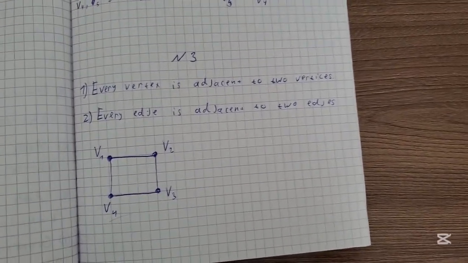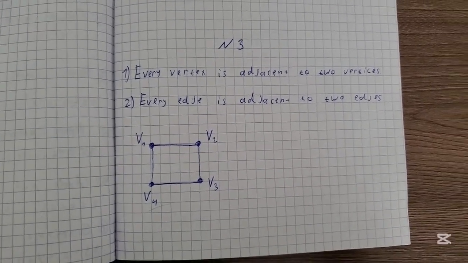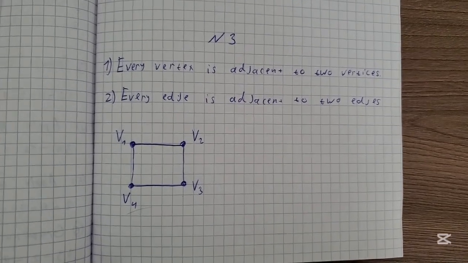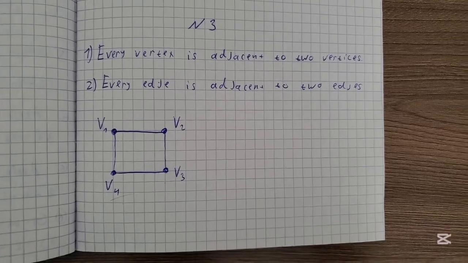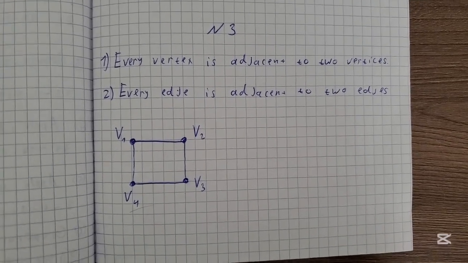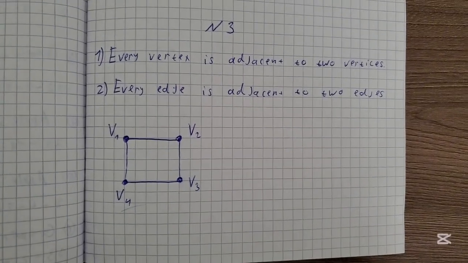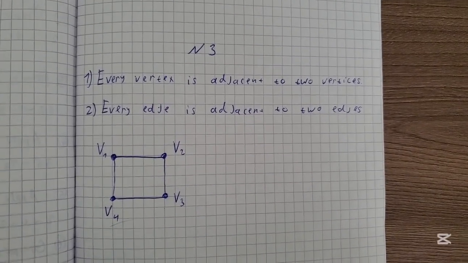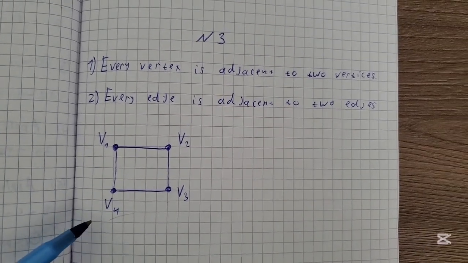vertex is adjacent to 2 vertices, that means every vertex has degree 2. And next condition is that every edge is adjacent to 2 edges. This means that each edge shares a vertex with exactly 2 other edges. So no one edge is isolated. So by this condition we can consider that this is a cycle graph, and here is the answer.